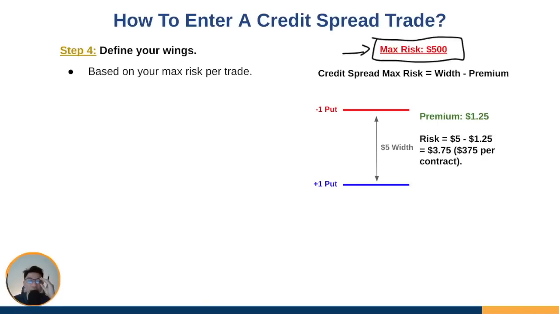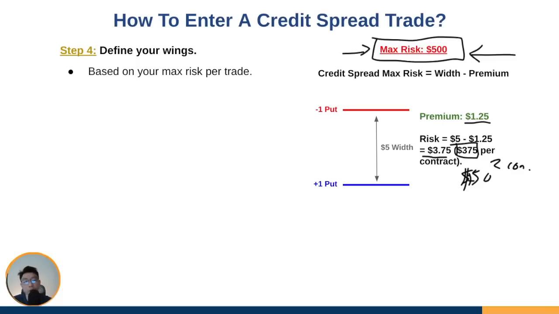So let's say you put on a $5 wide put spread in this case, and you see that the premium which you receive is $1.25. Now, if you take a look, the max loss is only $3.75, which is $375 per contract. You notice that it's still a little bit shy of your $500 max risk. That means you still have about $125 of risk that you can put on. But at the same time, you cannot go 2 contracts, because if you go 2 contracts, you will way exceed $500, since it will become around $750. So what do you do in this case?